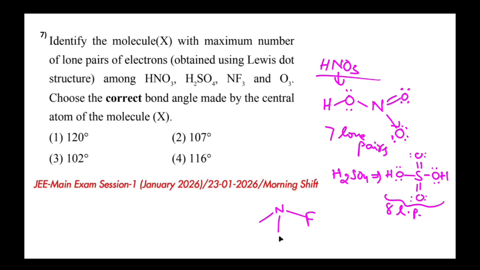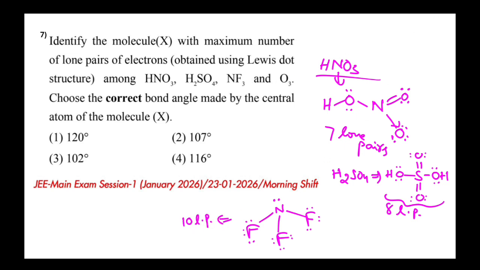In the NF3 molecule, the central atom nitrogen has 1 lone pair, and each fluorine has 3 lone pairs. In the NF3 molecule we have 1, 2, 3, 4, 5, 6, 7, 8, 9, 10 lone pairs. This molecule has 10 lone pairs.